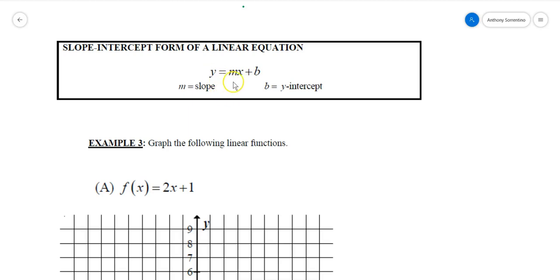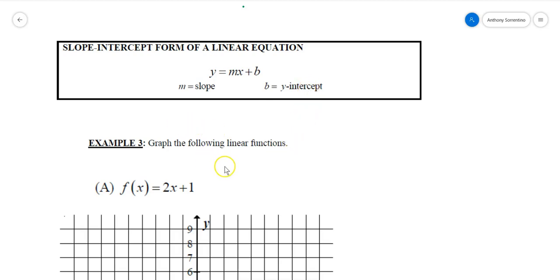Now, the y, the x, the plus, the equals are all part of the structure of this. They would always be present. The plus sign might change depending on what the value of b is. M and b are constants. They're going to be replaced by numbers in each one of these formulas. So the number that's attached to the x is going to tell you the slope. The number being added to the x term is going to be your y-intercept.